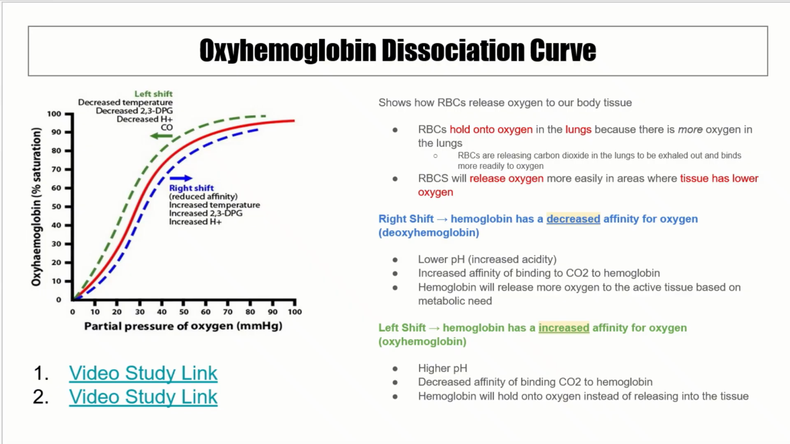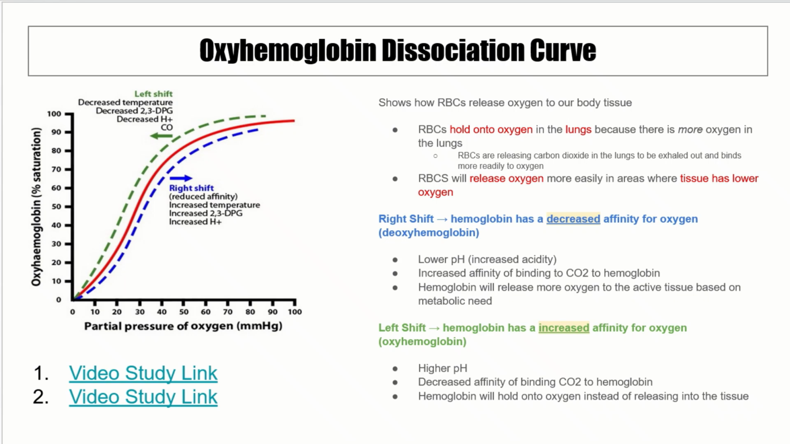So when we see that right shift, it's just going to be that hemoglobin has a decreased affinity for oxygen, so that's the deoxyhemoglobin. It's going to result in that lower pH, and then increased affinity for CO2 to bind to that hemoglobin, and then hemoglobin will release more oxygen to active tissue based on that metabolic need. So if we're running or doing any form of exercise that's going to require our tissue to be used, we're going to be unloading more of that.